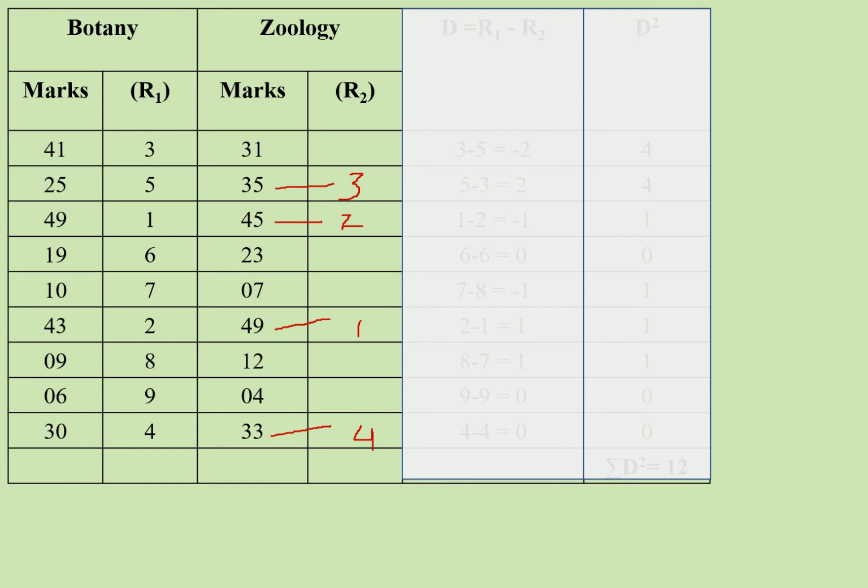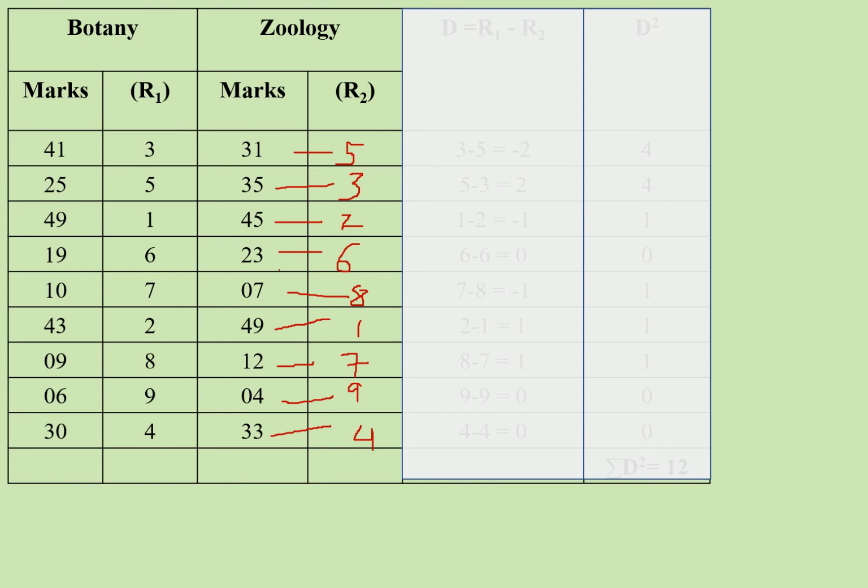Next to 33 is 31. Rank is 5. After 31 is 23. Rank is 6. Next to 23 is 12. Rank is 7. Next to 12 is 7 and rank is 8. The lowest score is 4 and the rank is 9.